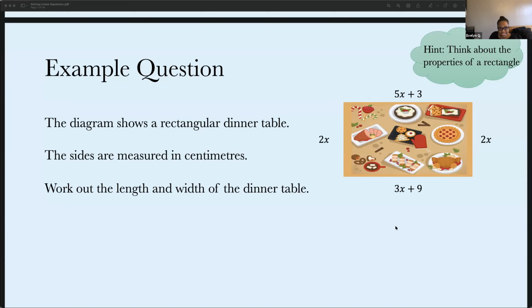Try and use my hint, and we will go through this question in a second if you are not too sure how to do it. But I'd like you guys to have a go and see what answers you get. Some people have already got answers, which is brilliant.